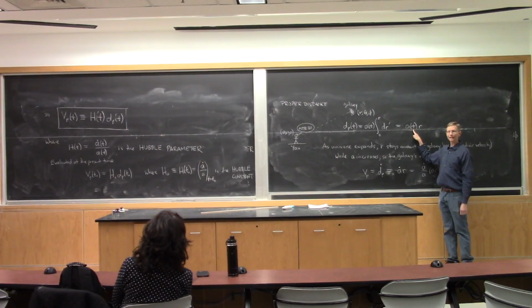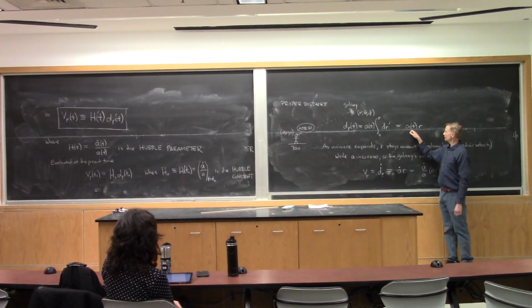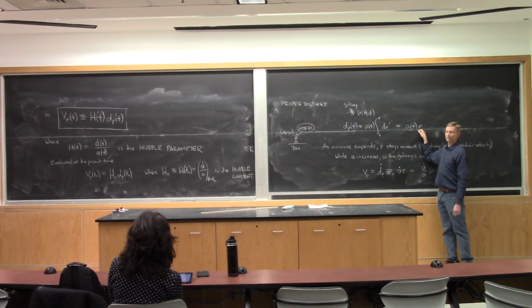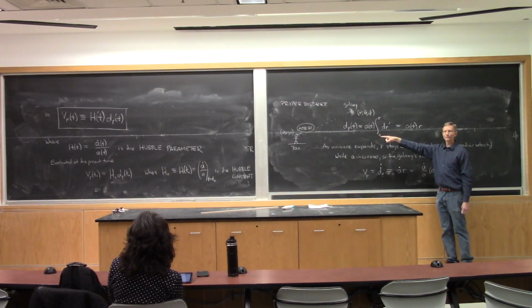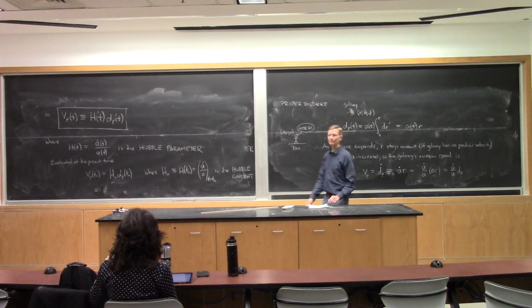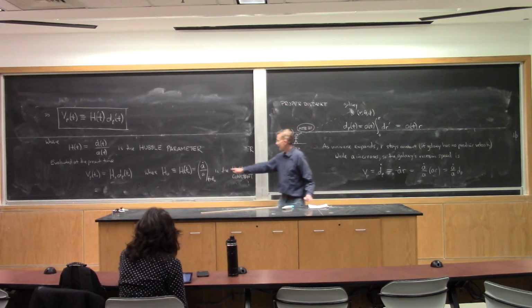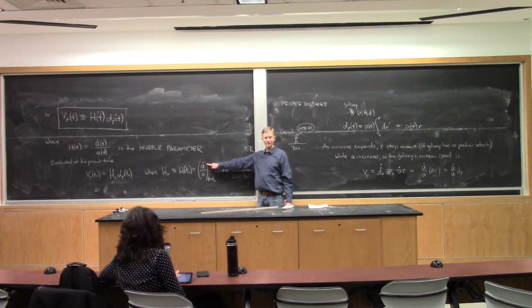So what are the units of A? Dimensionless. A is dimensionless, right? Because it's just the thing you multiply this distance by to get the actual distance. So what are the units of A dot? A dot is the derivative of A with respect to t, so 1 over seconds. A dot has units of inverse seconds.